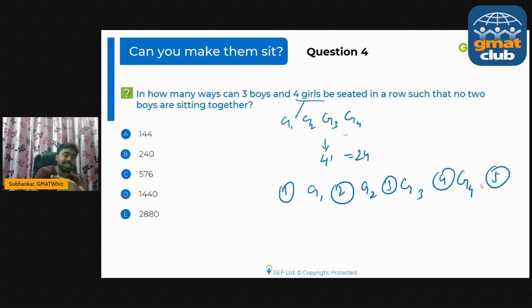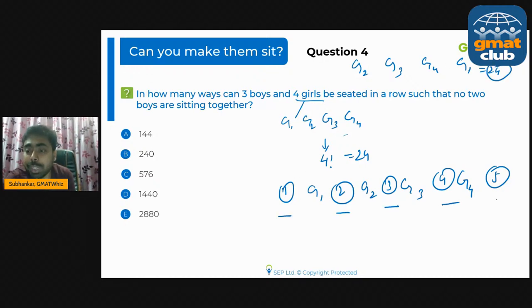So for the girls, I let them fit the way they want to. So that is 4 factorial ways. I count all the possibilities, because G1, G2, G3, G4 is different from this arrangement, right? So I need to find all the possible arrangements, which I can do in 24 ways. Once I'm done with that, I know there are 5 vacant places created for the boys. So in this scenario, since I'm placing the boys, there are 2 ways. Either you do 5P3, but we can do it using the filling space method as well. That also works here.